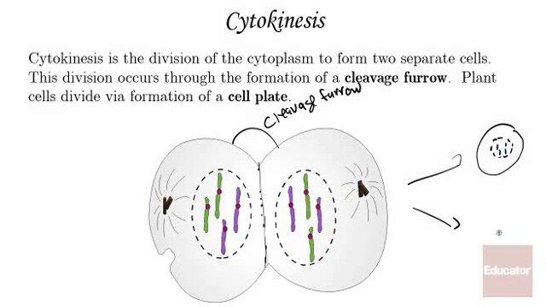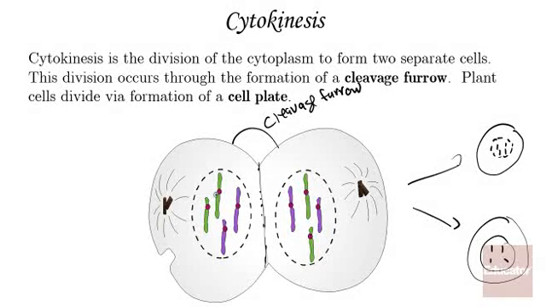1, 2, 3, 4. And as you'll see here, there are 4 chromosomes, but each only has one chromatid on them, and we'll see why in the mitosis lecture.